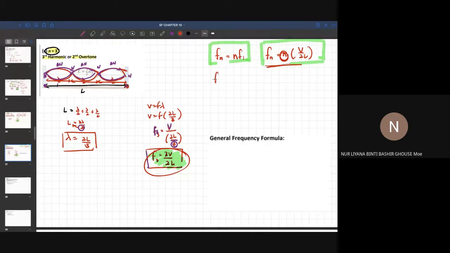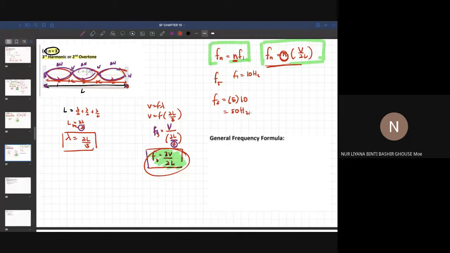Okay, sebab contoh F1 kita is 10 Hz, dia nak kita cari F5. So kita buat apa? N ni adalah 5. So kita ambil F5 equals to N kita adalah 5 darab dengan F1 kita 10. So kita dapat 50 Hz.